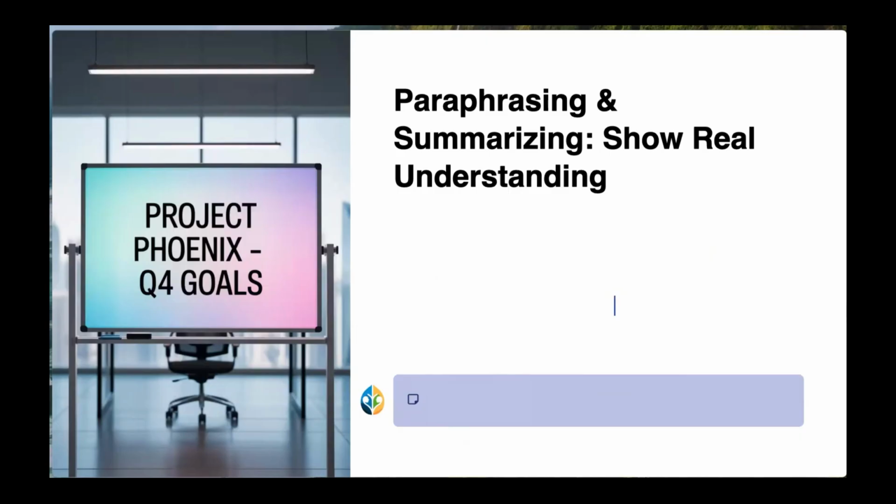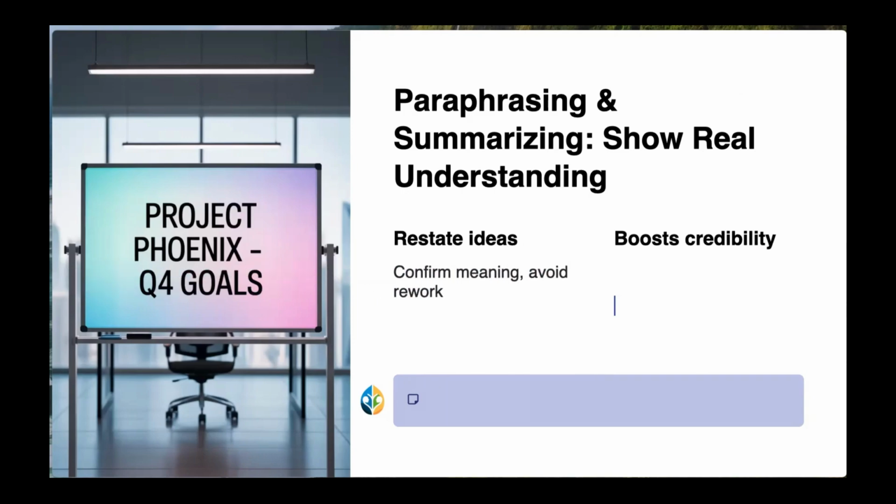Next up, we have paraphrasing and summarizing. You want to show real understanding. So you want to restate ideas in your own words to the person that was speaking or providing the topic, the idea of the conversation, so that both of you or all of you can be clear about the meaning. All right. This helps to boost your credibility. And the other thing is restating ideas confirms the meaning and avoids rework. So you boost your credibility by using this approach in meetings and emails, and then summarize to close.